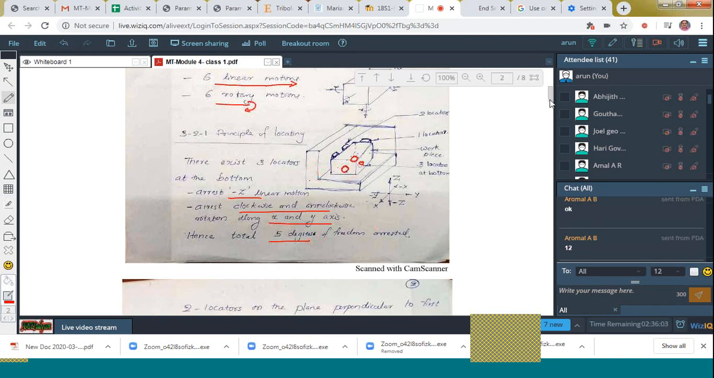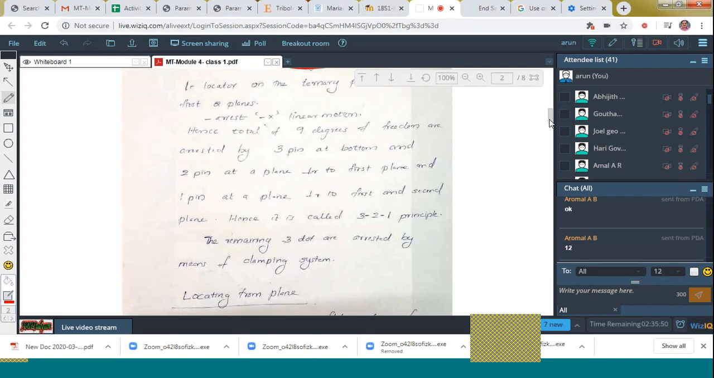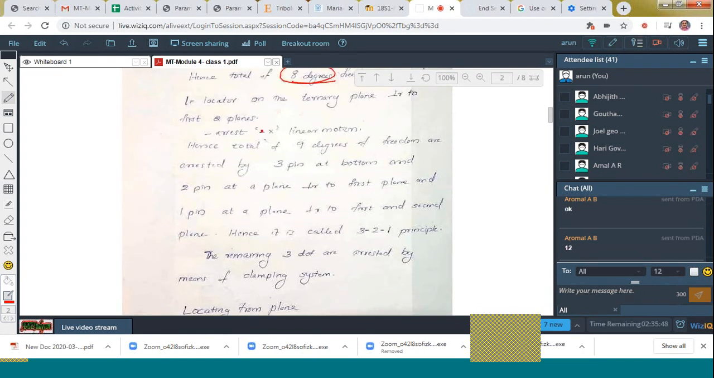Okay. And next is by means of 2 locators. Yes, it arrests minus y and rotary motion along the z axis. Total of 8 DOF are arrested. And next is 1 locator. That is, arrest minus x linear motion. Okay. Up to this clear to all?